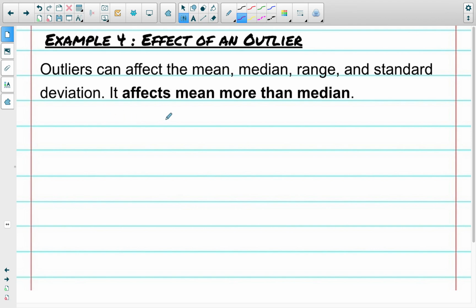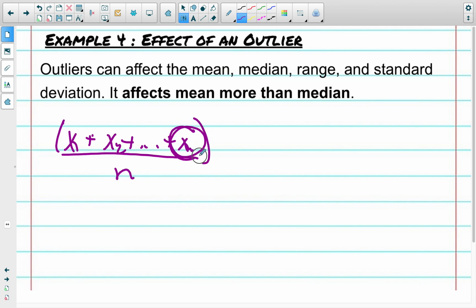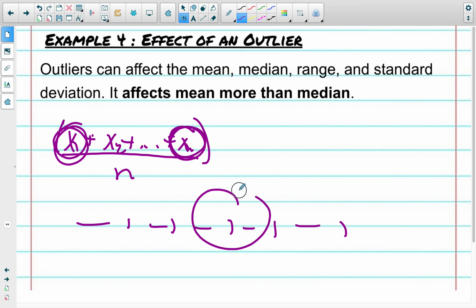Last thought with outliers is that they can affect the mean, median, range, and standard deviation. But note that it affects the mean more than the median, because think about the way that a mean is calculated. If you're taking all of the values in a data set and dividing by the number of numbers in the data set, a really high or really low number is going to pull that average up or down. Versus with a median, if we just have a list of values, we're alternating, crossing them out on either end, so the middle numbers are not really going to be affected as much by an outlier.